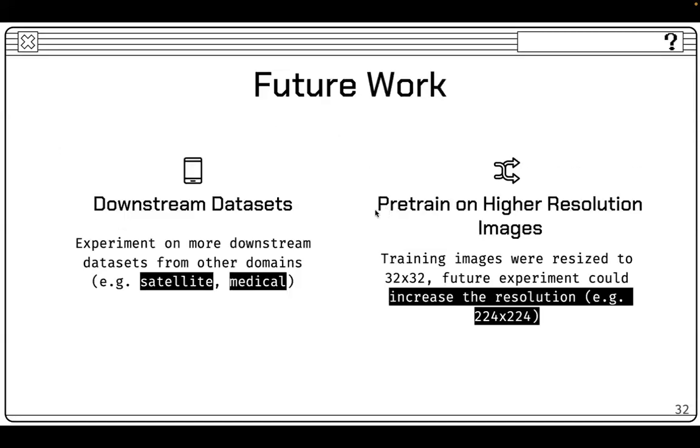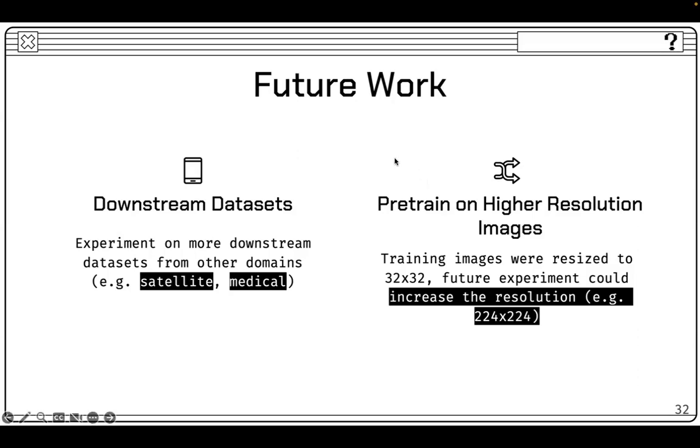So for future work, I note that we could experiment on more downstream datasets from different domains, and the 7 downstream datasets that I've used in my study are definitely not representative of all the datasets that could appear in the real world. So it'd be interesting to see how the SupCon model could perform on other domains such as satellite and medical images.